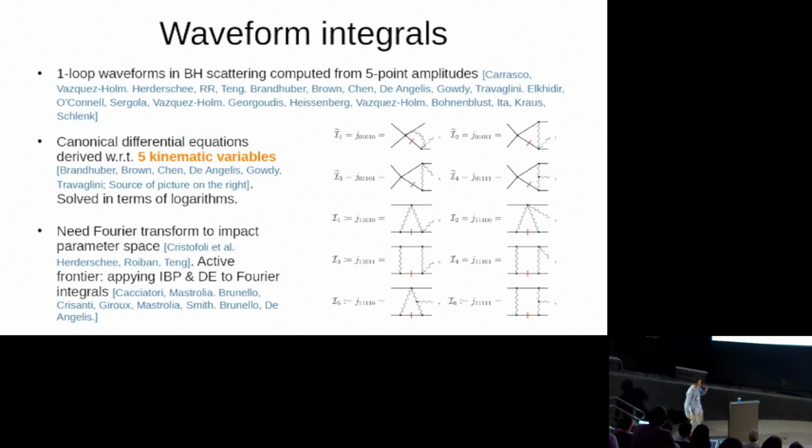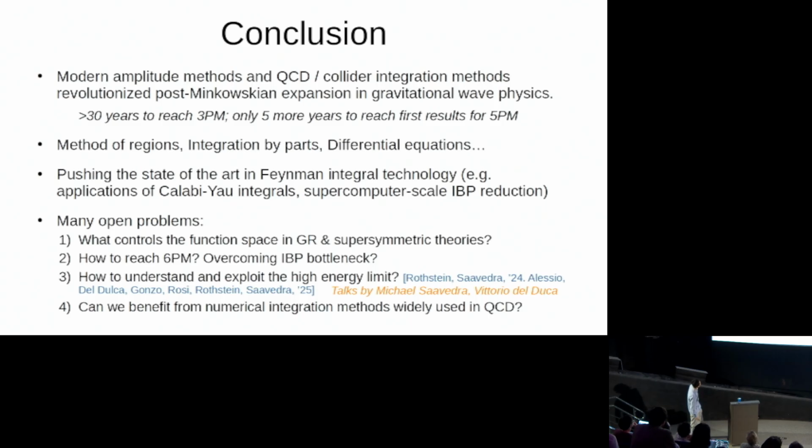Okay, this brings me to the end of my talk. The modern amplitude methods, such as generalized unitarity, double copy, and effective field theory, combined with the integration methods developed over decades in the QCD and collider literature, revolutionize the post-Minkowskian expansion in gravitational wave physics.